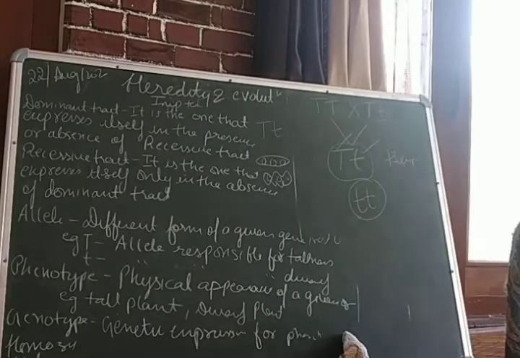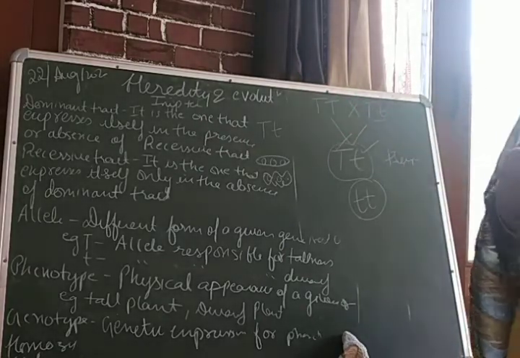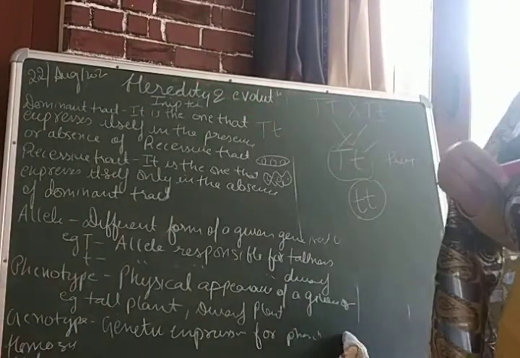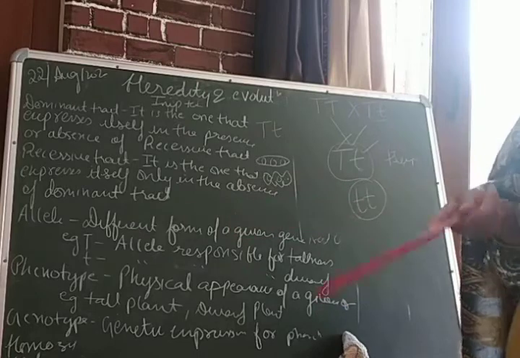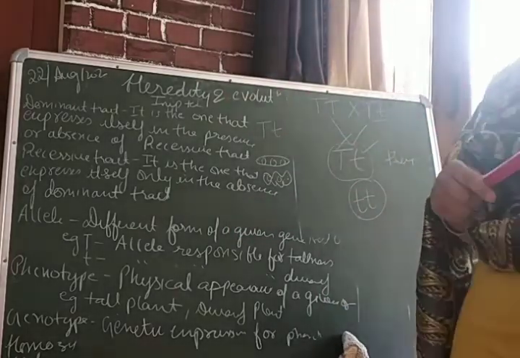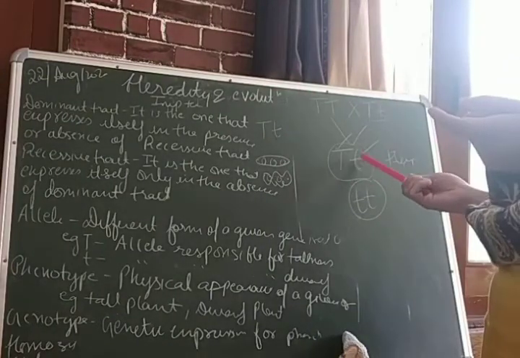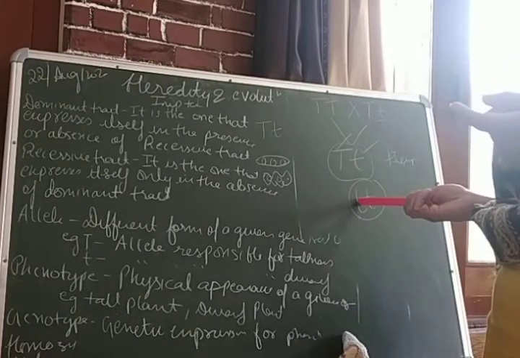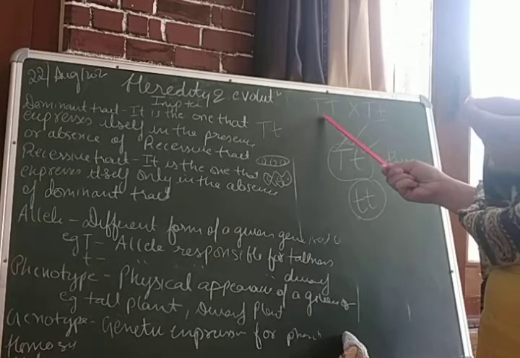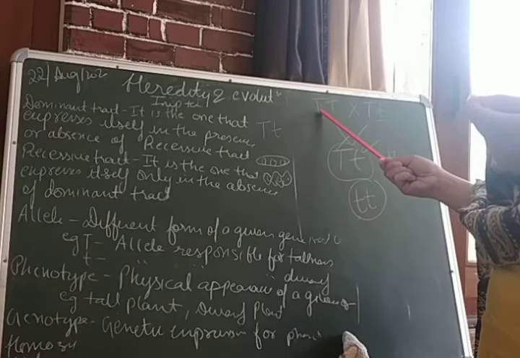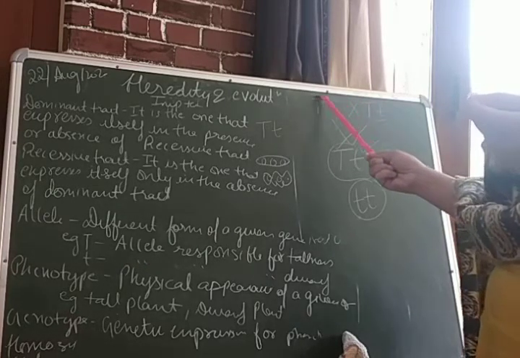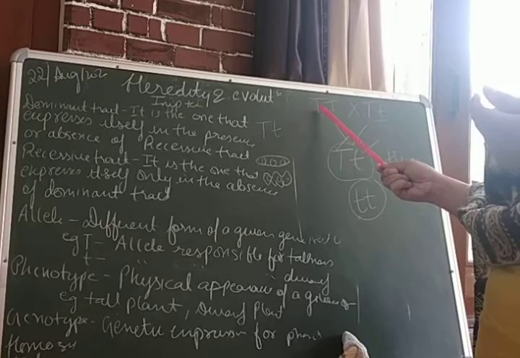I hope you have got an idea about the important terms which we will study in heredity and evolution. First we studied dominant trait. Dominant traits express themselves in the presence or absence of the recessive trait, whereas recessive traits express themselves only in the absence of the dominant trait. Then we studied alleles, the different forms of a given gene. Capital T is responsible for tallness and small t for dwarfness. Then phenotype, which means the physical appearance of a given organism.